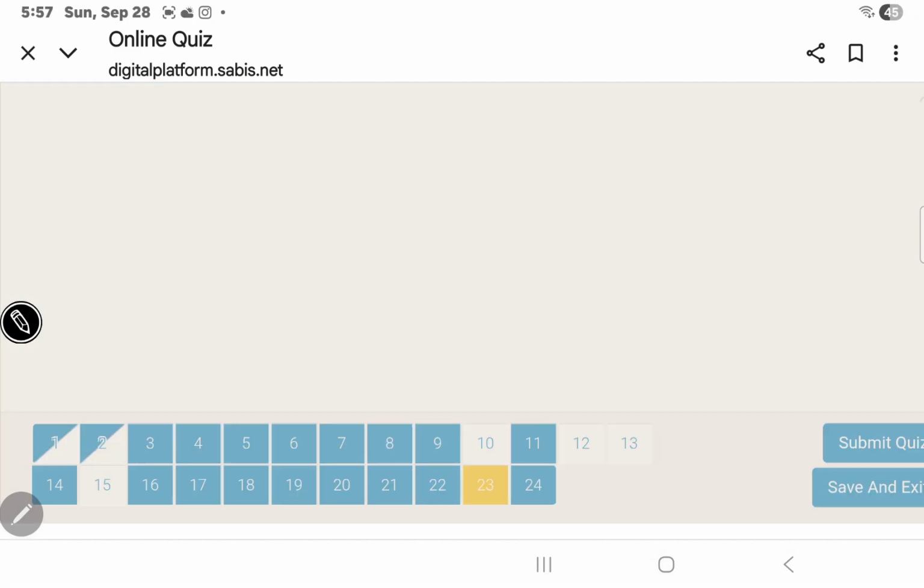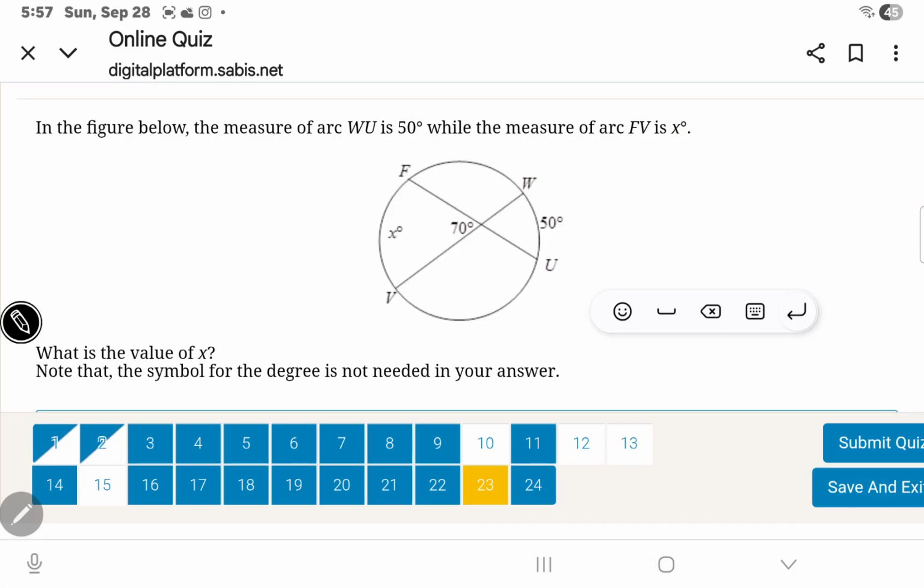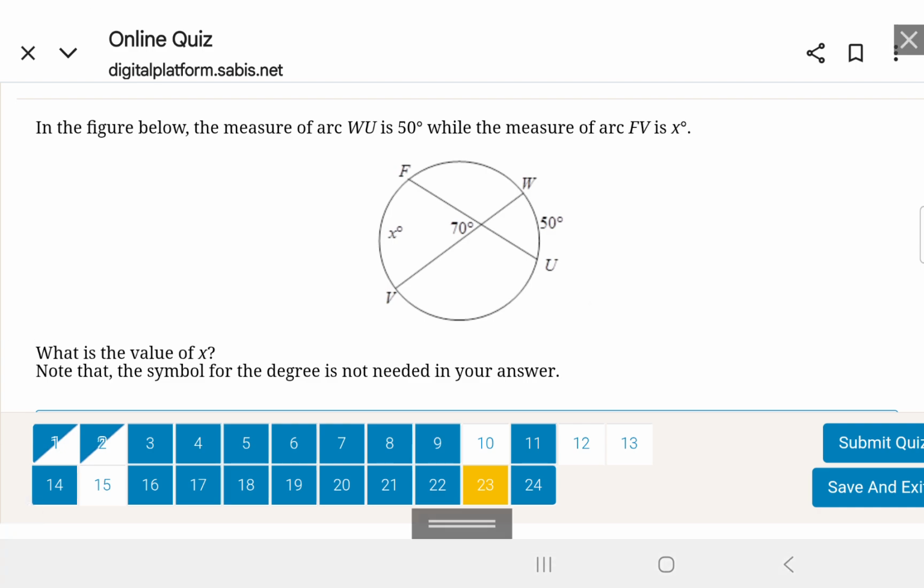Number 23. Here we have to find the measure of arc x. So let me connect now this to this. Here this is 25 and this is 110, because you have a linear pair. This means w will be 45. So w is 45. This means the arc will be 45 times 2, which is 90.